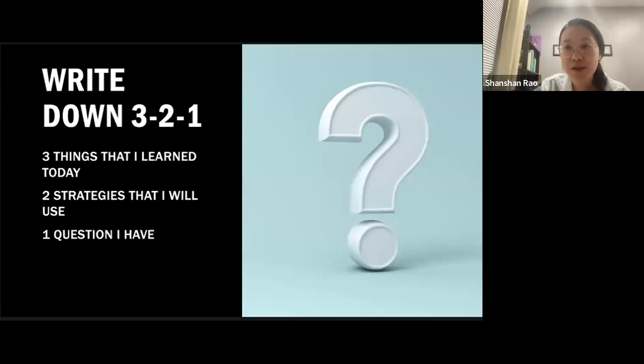That's great. So today we're going to do something a little bit old school. I want you to take out a piece of paper and a pen, and write down 3, 2, 1. So 3 things that I learned today, 2 strategies that I will use, and 1 question I still have after the workshop. At the end of the workshop, I would like you to share a little bit about your 3, 2, 1. I hope that's going to help you use the strategies more purposely in your session.